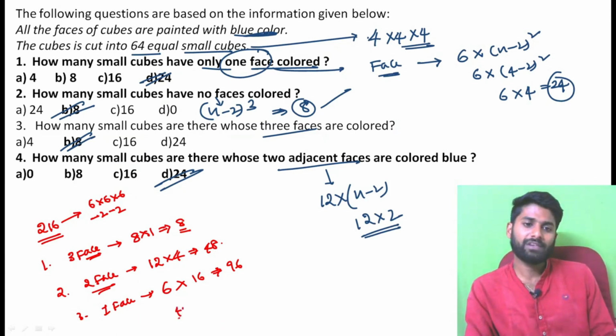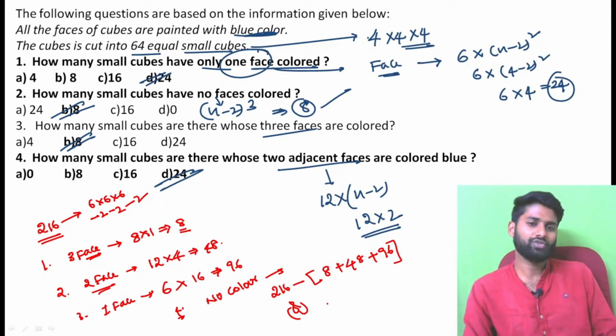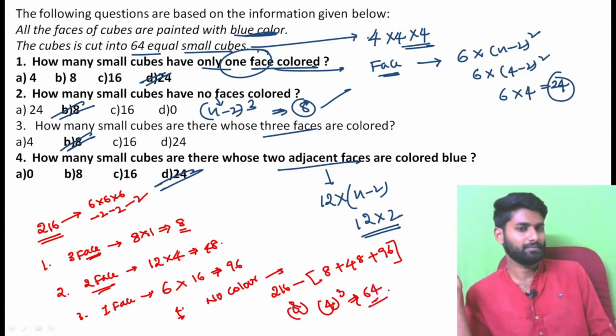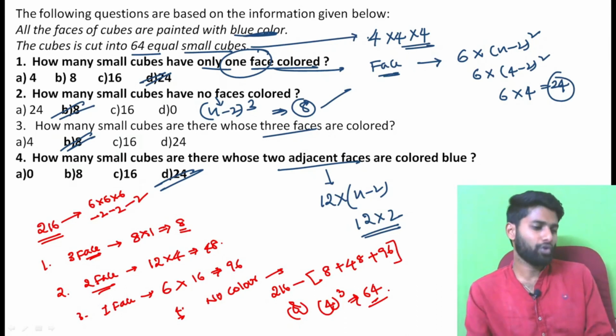Now the fourth one, what I mentioned: no color painting. What is the meaning of no color painting? They are discussing the inward parameters. Inward parameters means 216 minus total painted. Total painted means 8 plus 48 plus 96. Or otherwise, you can subtract 2 again from the last one also: 6 minus 2, 6 minus 2, 6 minus 2, the value becomes 4 cube. Then 4 cube value becomes 64. For this type of question, guys, we can directly choose our option.